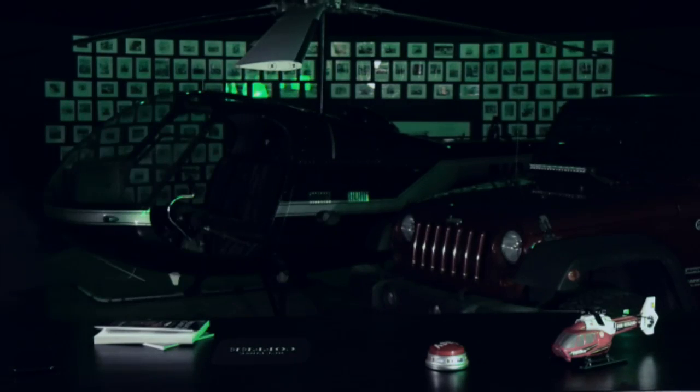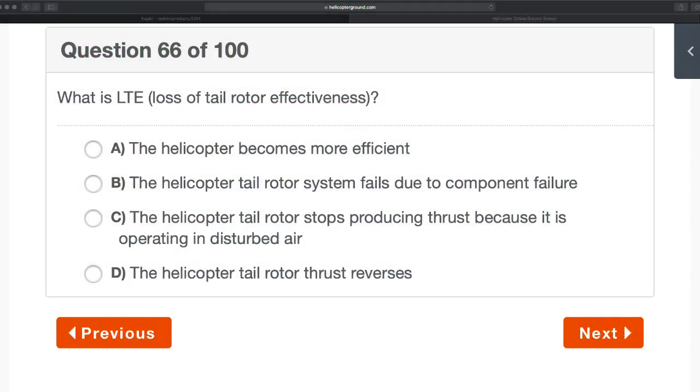So I'm just going to have Heather share that screen. There's your directions. So she's going to bring up the testing, and here's our first question. What is LTE, loss of tail rotor effectiveness? A, the helicopter becomes more efficient. B, the helicopter tail rotor system fails due to a component failure. C, the helicopter tail rotor stops producing thrust because it is operating in disturbed air. D, the helicopter tail rotor thrust reverses.